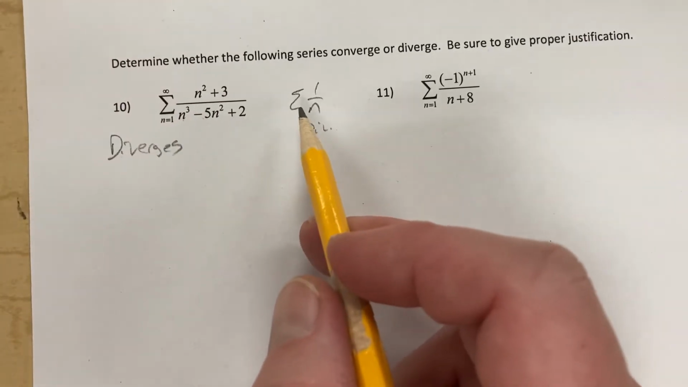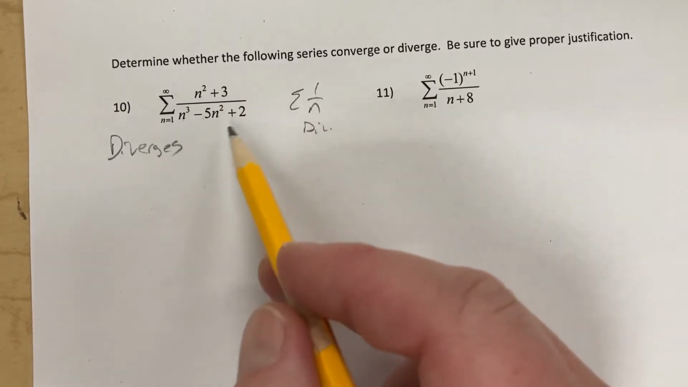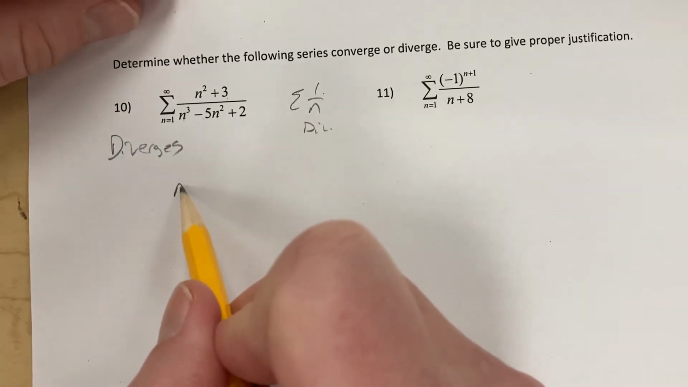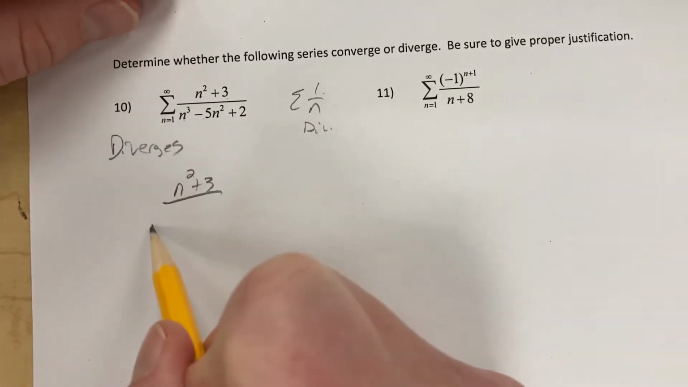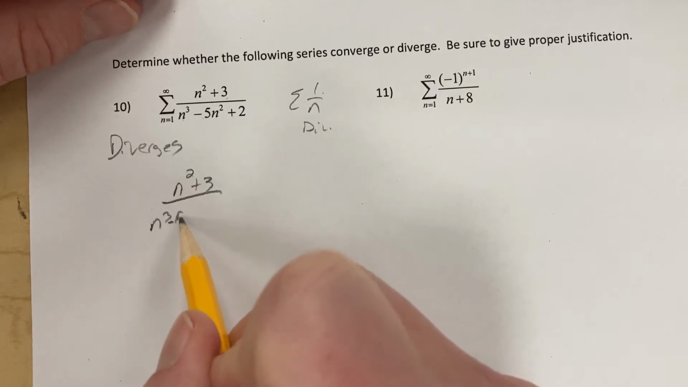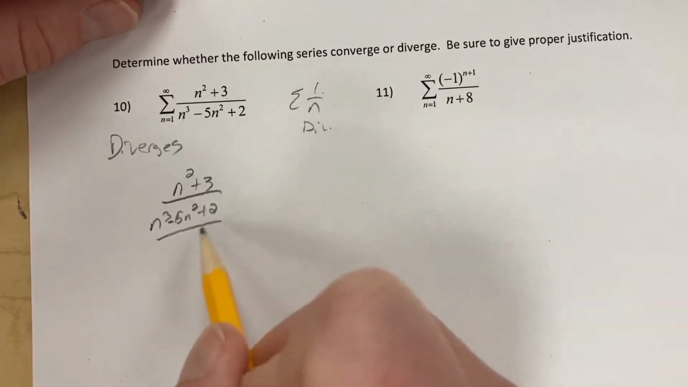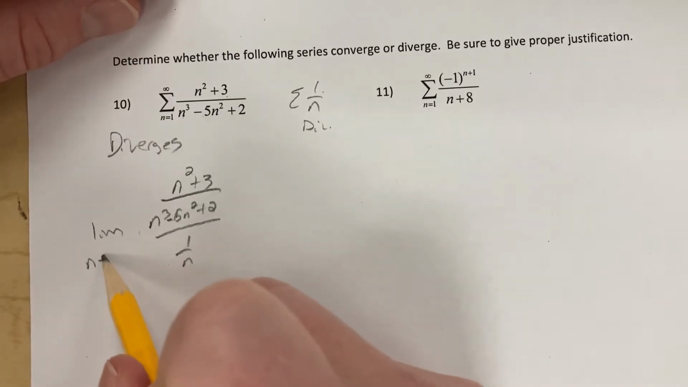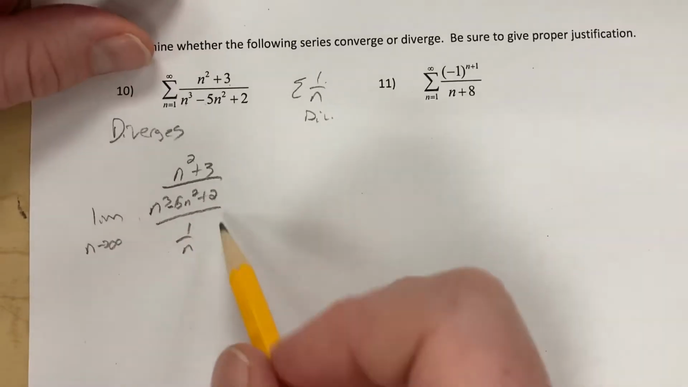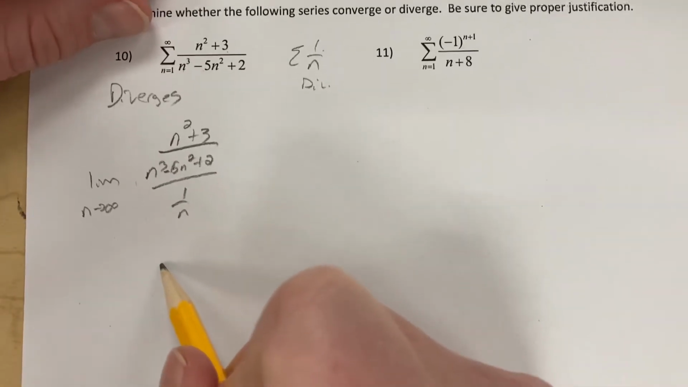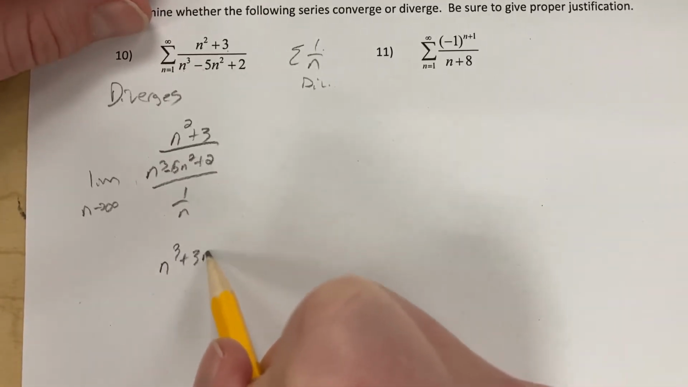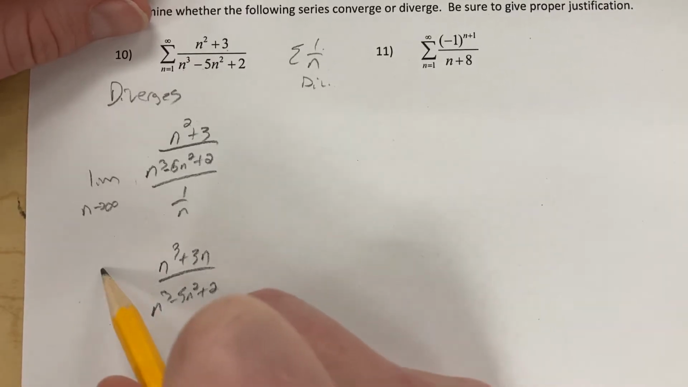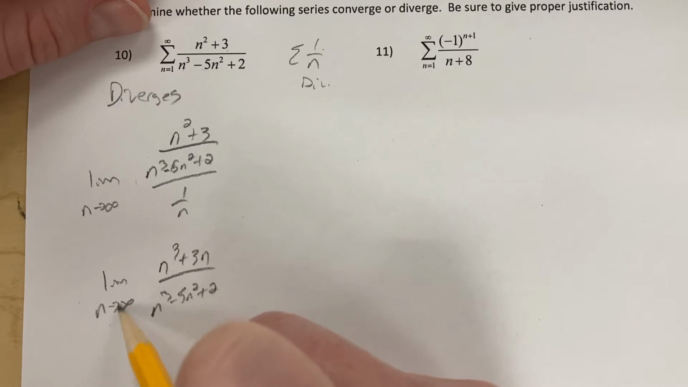Now, a direct comparison is kind of out the window. I really don't know how to compare whether this is bigger or smaller than that. So let's use a limit comparison. I'll take this one here, divided by 1 over n, and take the limit as n goes to infinity. Right? That n flips over. I end up with (n cubed plus 3n) over (n cubed minus 5n squared plus 2). The limit as n goes to infinity equals 1.